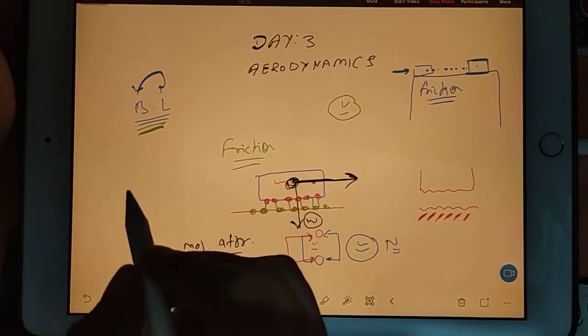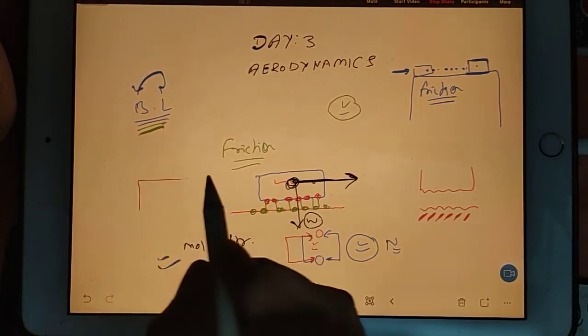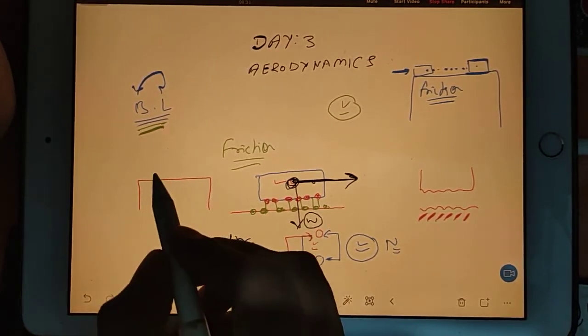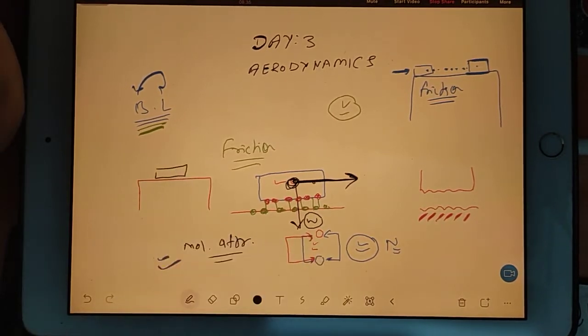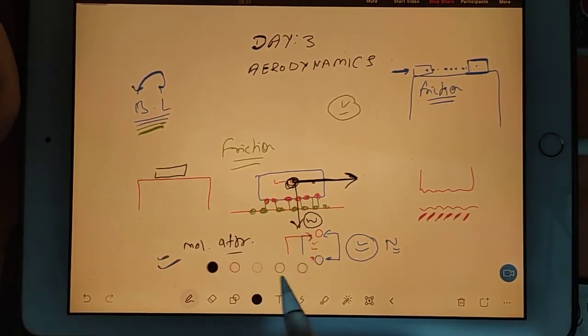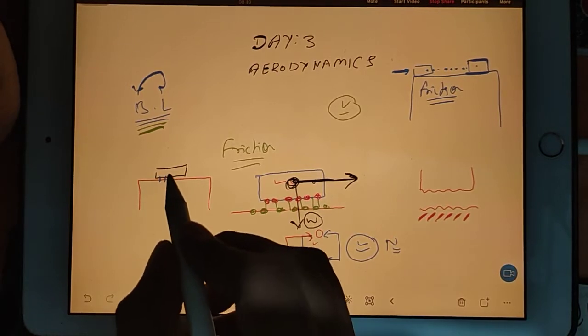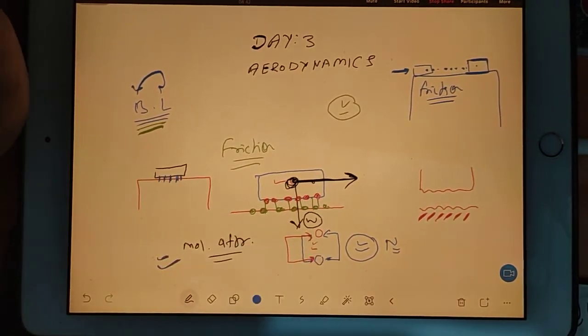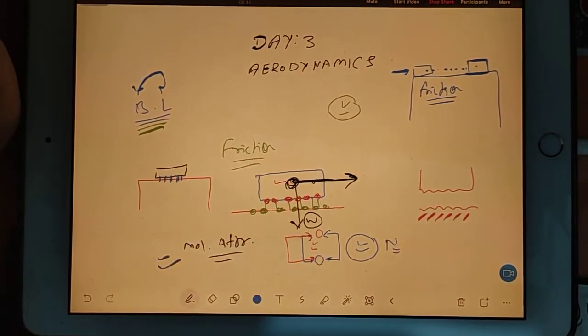So that's why, imagine if this is the table, you keep any book on the table. This book will not go anywhere. Why? Because these molecules are being interlocked with each other. Suppose you are sitting on any chair or you are sitting anywhere right now. Why are you able to sit? Because your body molecules are in contact with your surface molecules. They are kind of interlocked. And who is the cause? The cause is attraction force. Which attraction force? Acting between the boundaries.